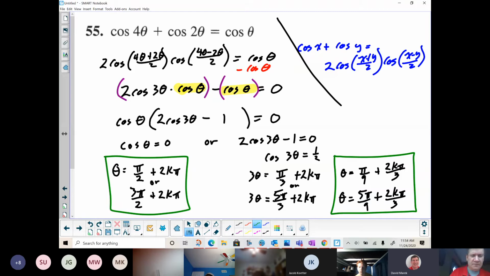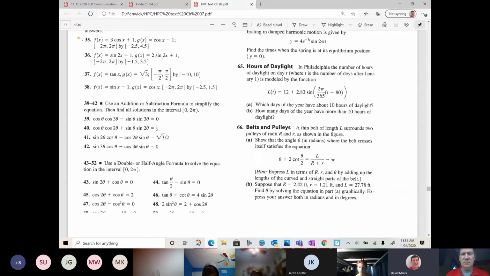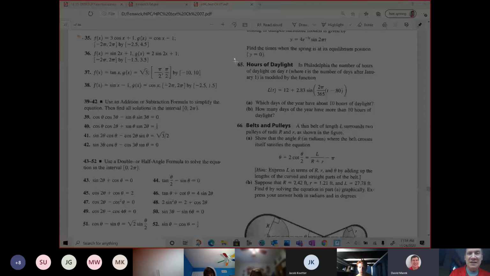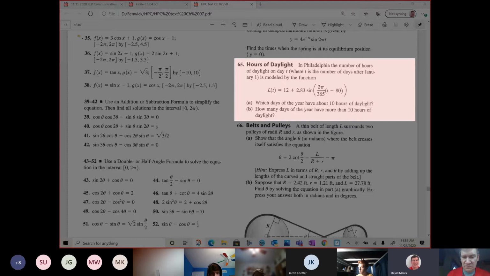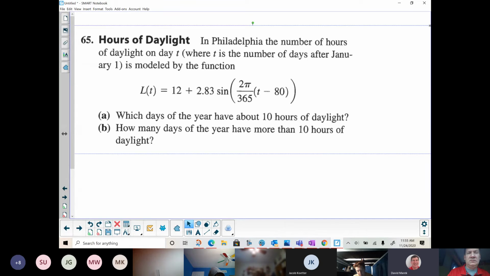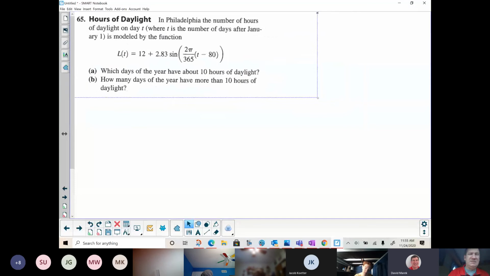That was interesting. All right, let's go to the hours of daylight. In order to make it into a cyclical function here, we're going to have to do a little bit of interesting definitions.